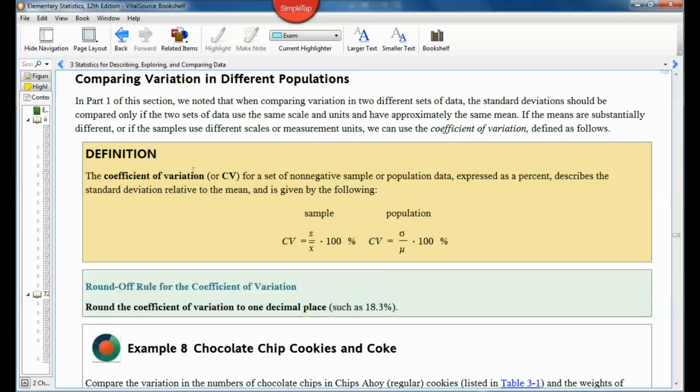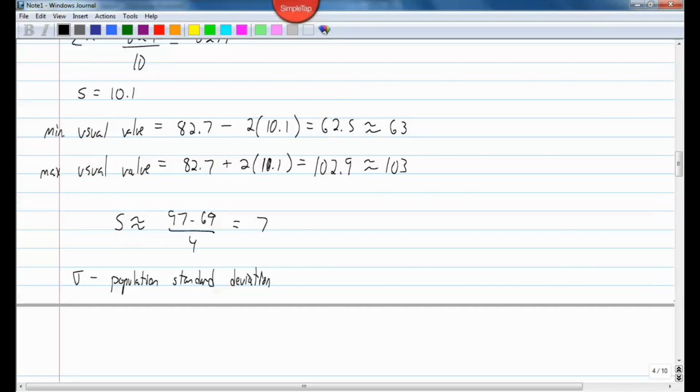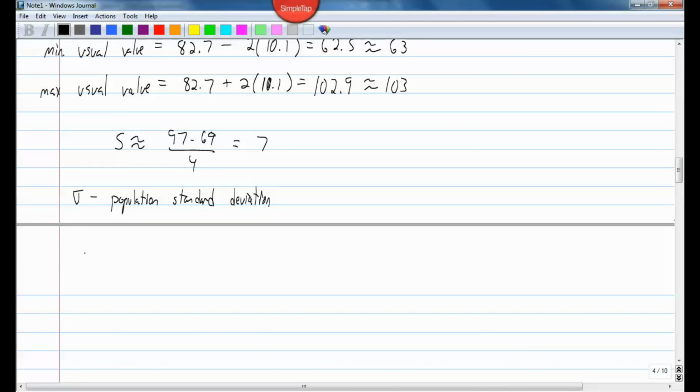Let's see if we can do the coefficient of variation for that same data set, that set of Manatee. For that same problem, I think it's problem 10 in that section, the sample standard deviation was 10.1. The sample mean was 82.7. We'll say that times 100 to give us a percent. If I round this to one place, I got 12.2%. And that's the ratio of the standard deviation to the mean times 100%.